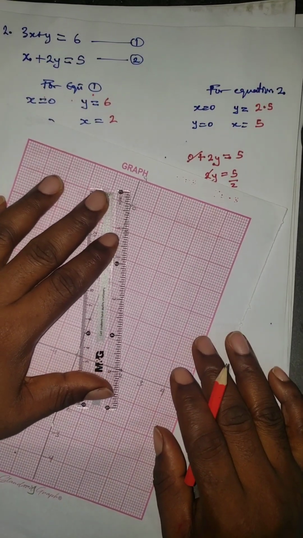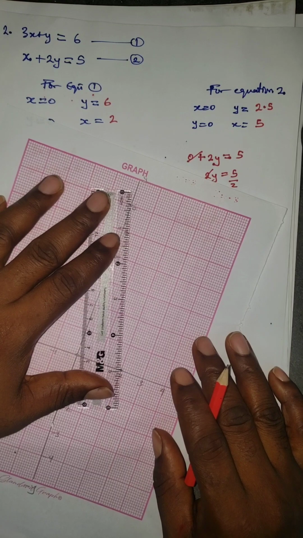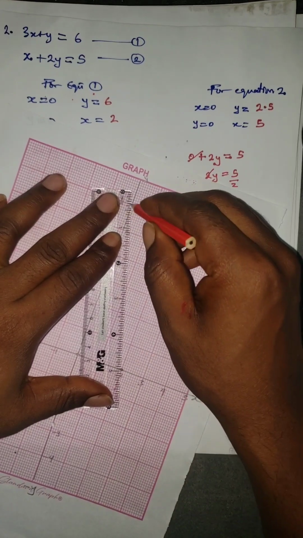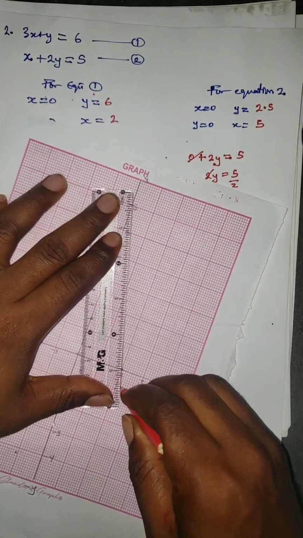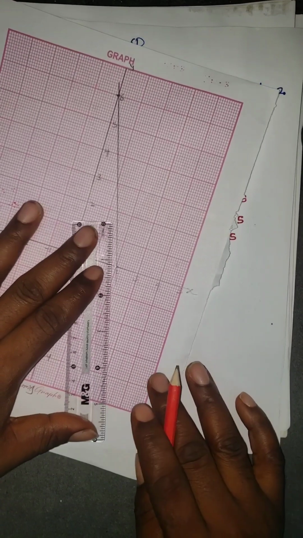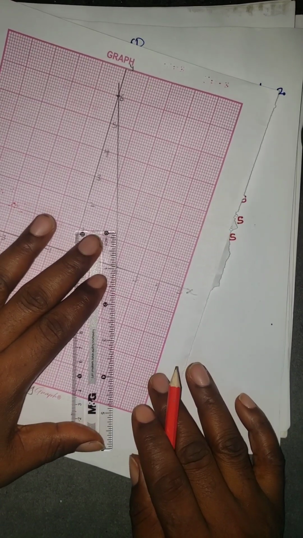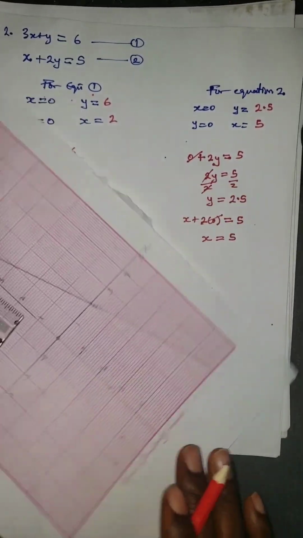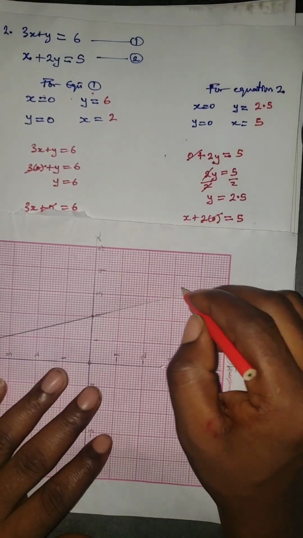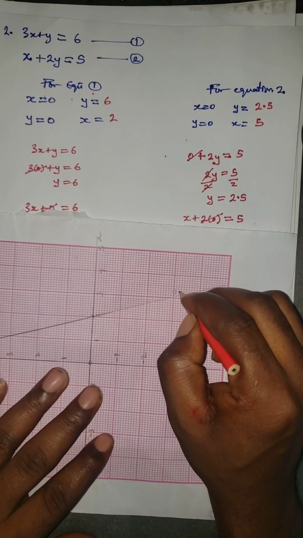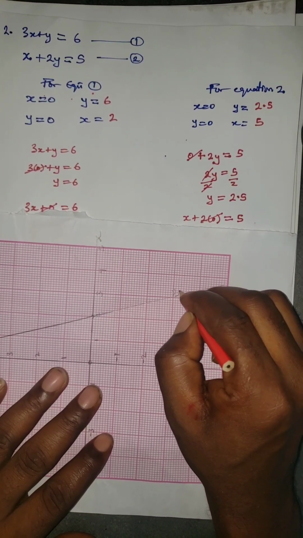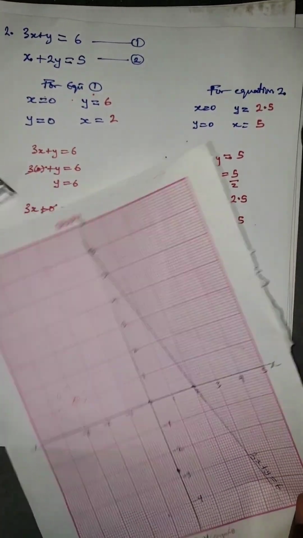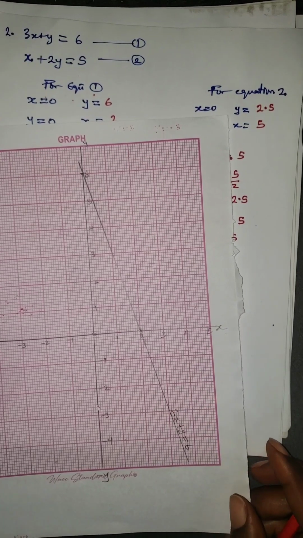Remember what I recommended, a long ruler, though I'm using a short one, but a long ruler saves you from a lot. Okay, so you can see my straight line. I told you to write the equation. So this is 3x plus y equals 6. That's our equation 1 straight line.